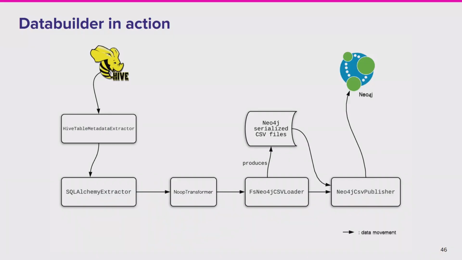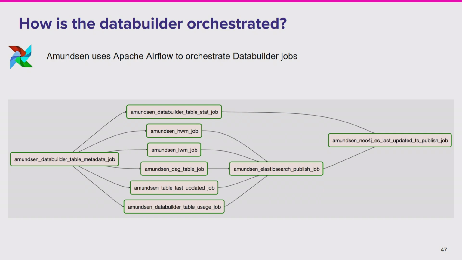This is a more solid example of our Databuilder in action. We have some metadata in Hive tables. We have a Hive table metadata extractor that uses a SQLAlchemy extractor. For this particular case, we don't need a transformer. That information is loaded into a CSV and then published into Neo4j. The final question about Databuilder is you may be wondering how all of this is orchestrated. It's done with Airflow, which, as I mentioned before, is what Lyft uses for ETL.